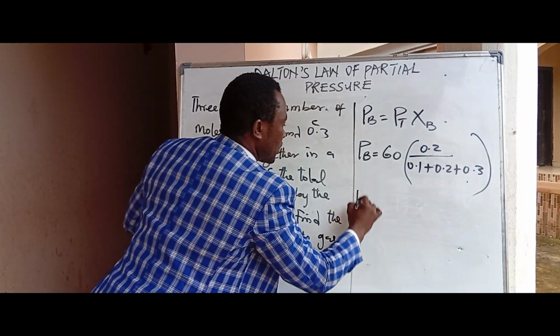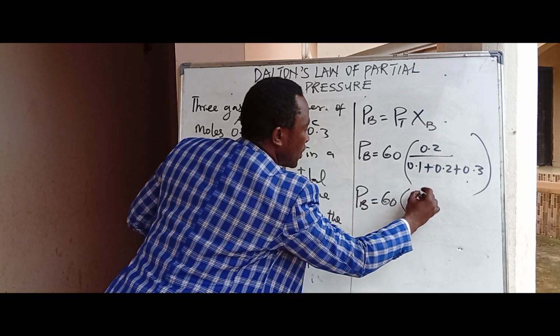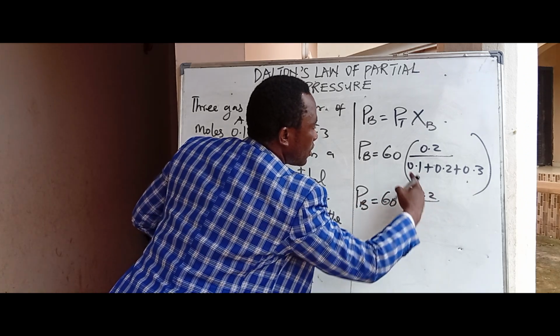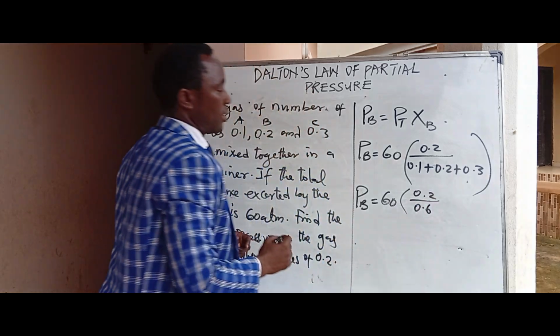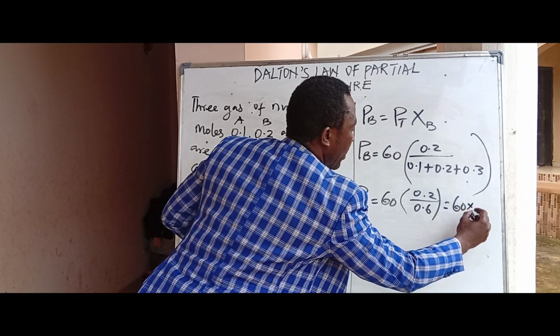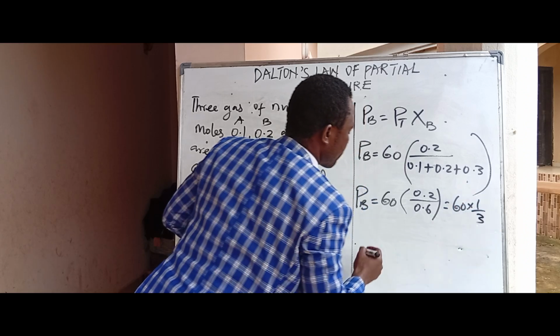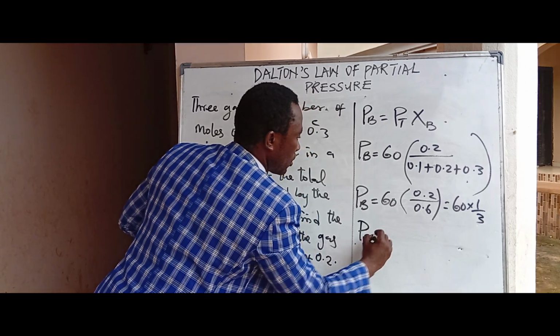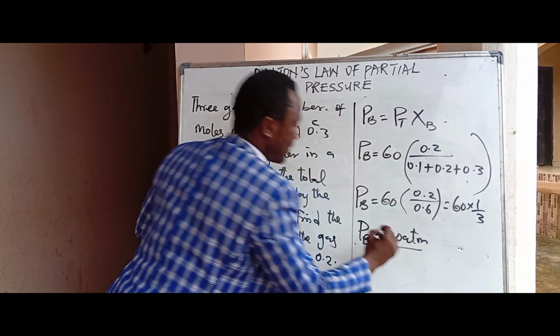So when you do this, you see that the partial pressure of B will be equal to 60 times 0.2 over, if you add all this, you have 0.6. So that will be equal to 60 multiplied by 1 over 3. So partial pressure of B will be equal to 20 atm exactly.